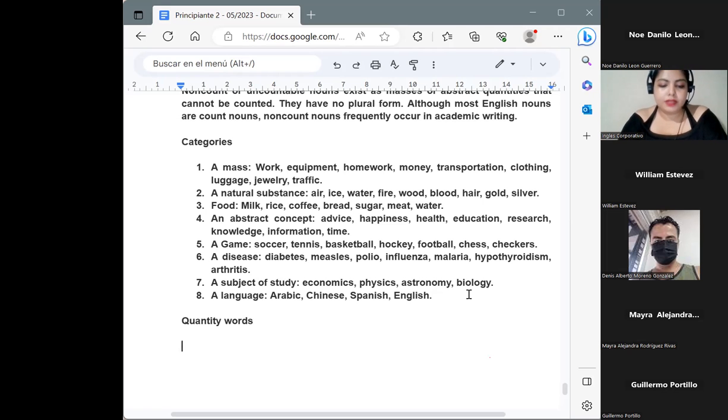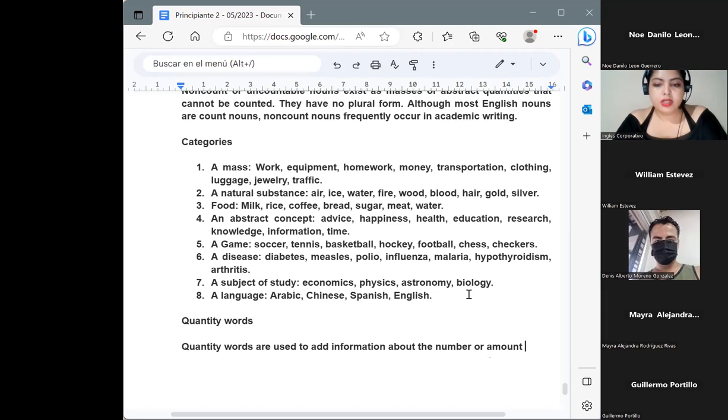So, in this case, we have this definition. Quantity words are used to add information about the number or amount of the noun.